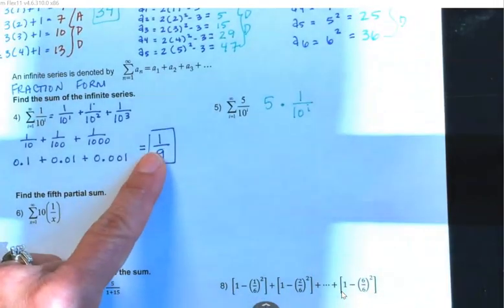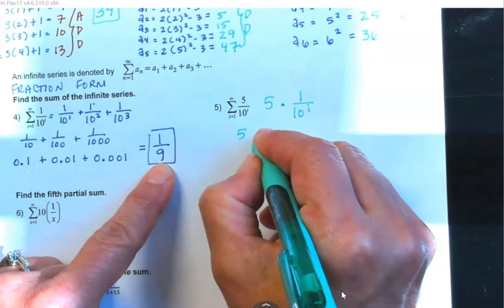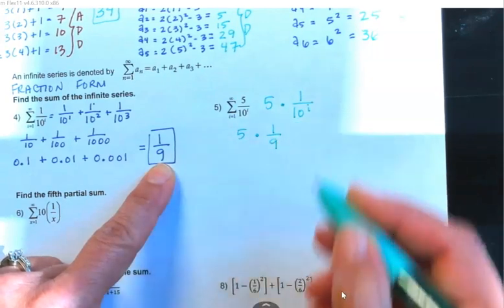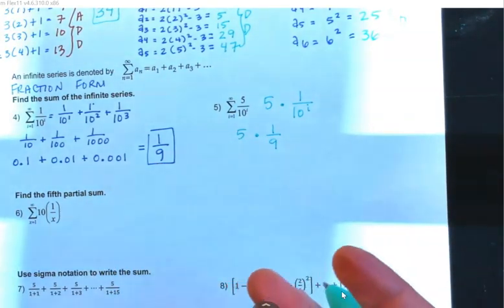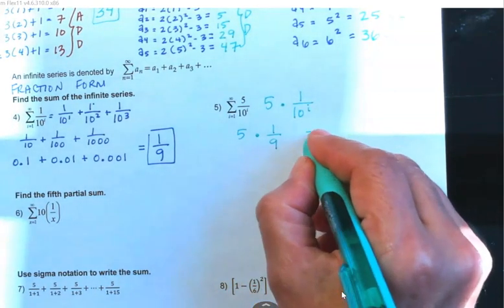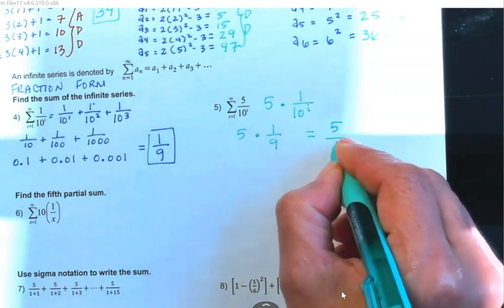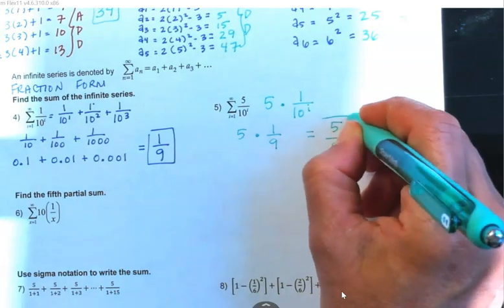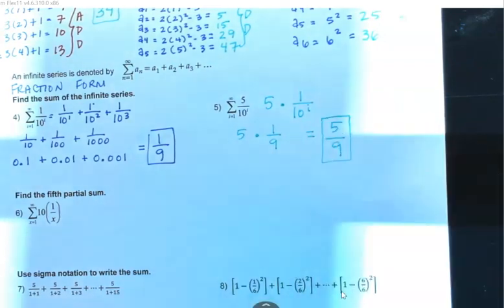So this is going to turn into 5 times 1/9. So this infinite sum is 5/9. Any questions on that? All right, let's look at number 6.